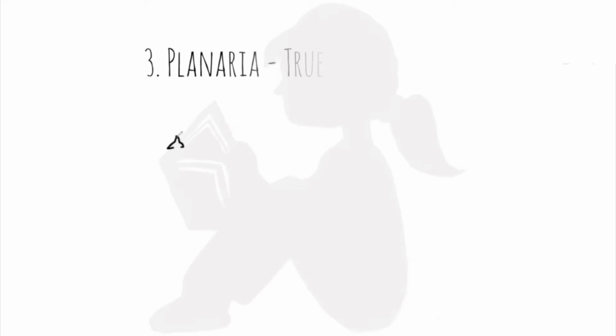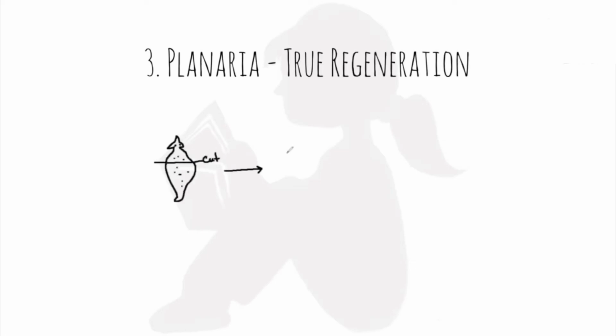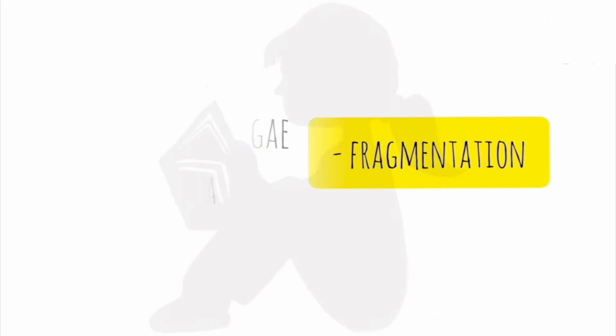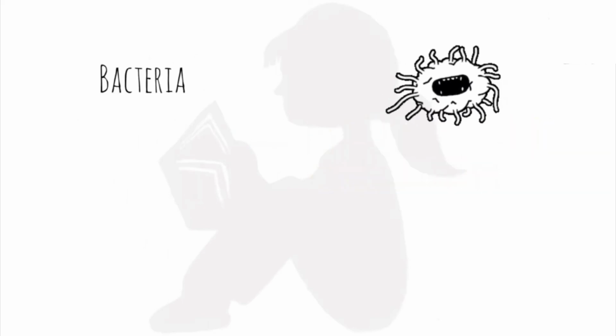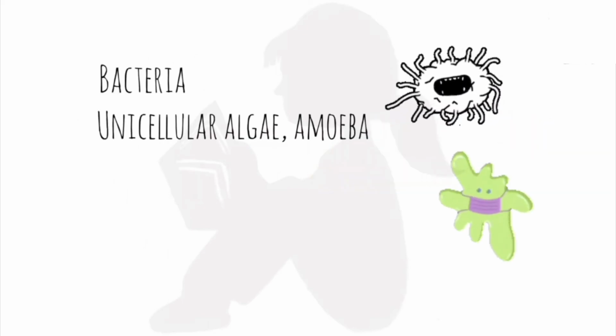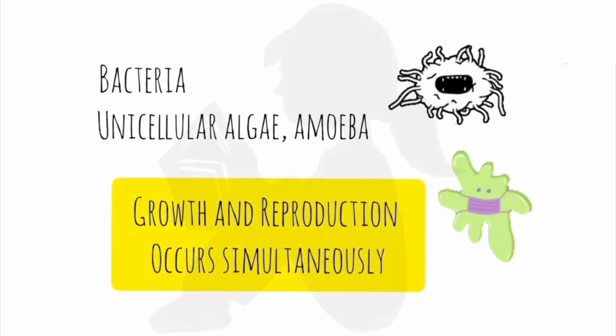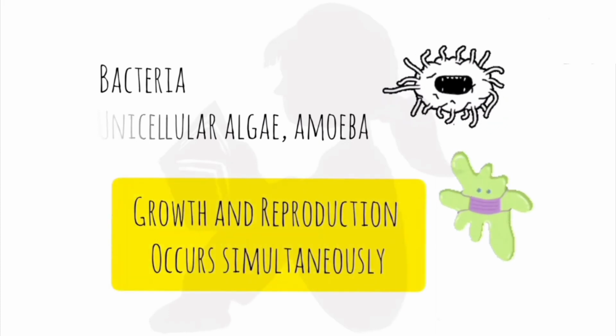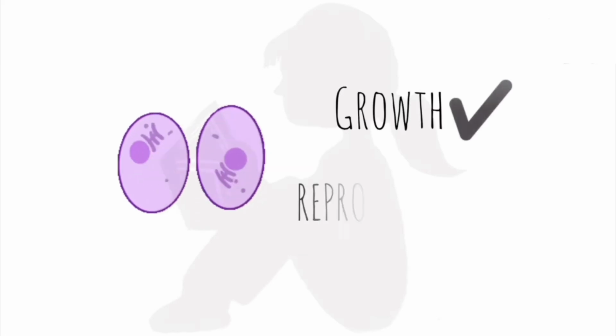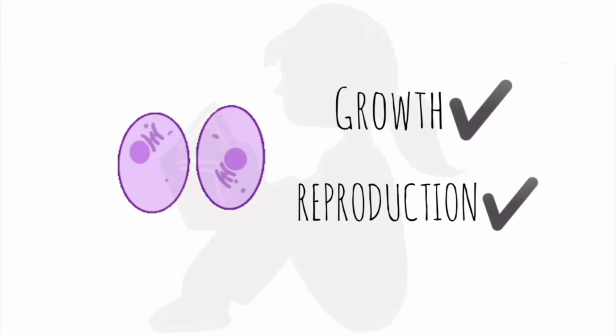Number 3, in planaria we can see true regeneration. It means body parts of planaria can form a new individual. Number 4, lower organisms like fungi, filamentous algae, protonema and mosses all easily multiply by fragmentation. Unicellular organisms like bacteria, unicellular algae or amoeba, their reproduction is synchronous with growth. As when a single cell organism divides in 2 cells, both growth and reproduction occur simultaneously.